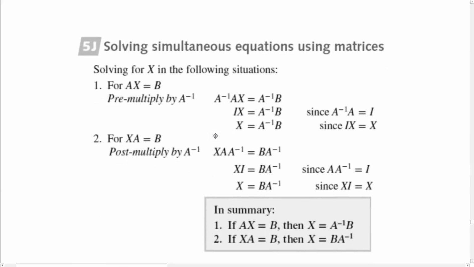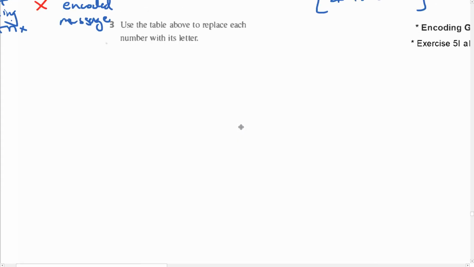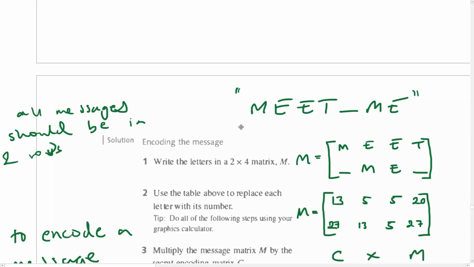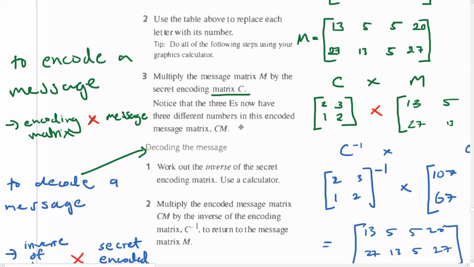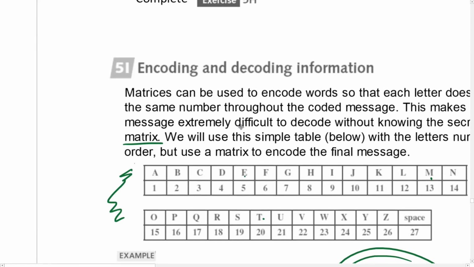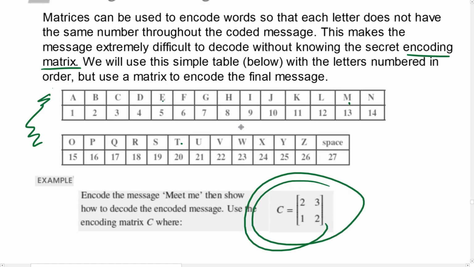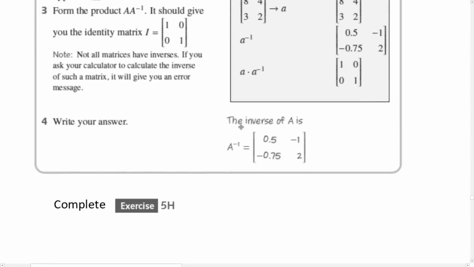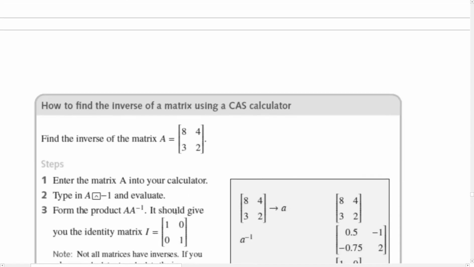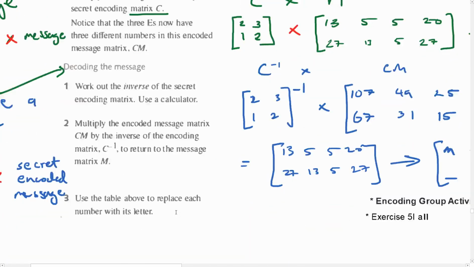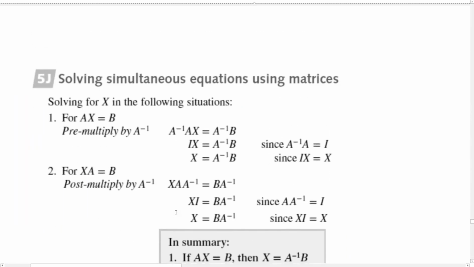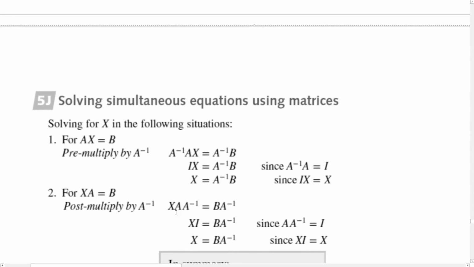Now, just a recap of last lesson. I'm expecting you would have watched the video and done the work for chapter 5I on encoding and decoding information. That in some ways will help, as well as the previous exercise of 5H, the inverse matrices. That will help in understanding how to do 5J. So if you haven't watched H and I, I would highly suggest that you do that because they will be of a lot of help.